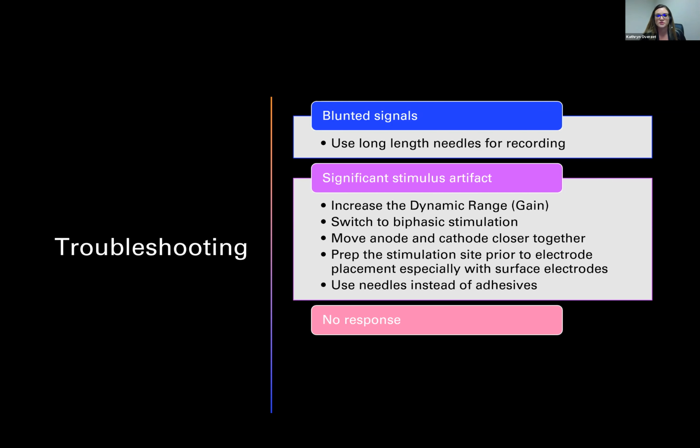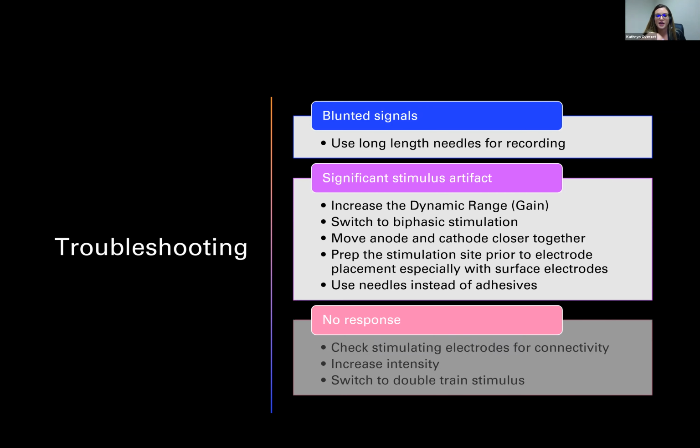If you're just getting no response at all and it's just completely flat, you definitely want to check your stimulating electrodes for connectivity. And again, another reason why it's great to do that bilateral stimulation, so that you have two options to use for your stimulation. Great for troubleshooting. Increase the intensity would be the first step. Maybe it's just taking a little bit more to get those to depolarize. And then the last step would be to switch to the double train stimulus.